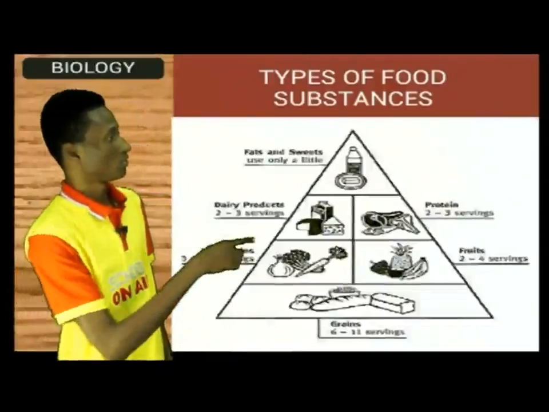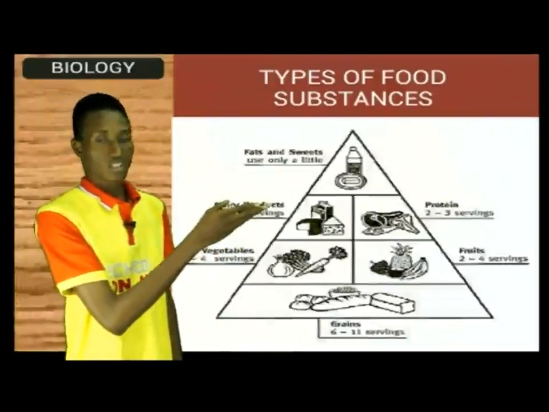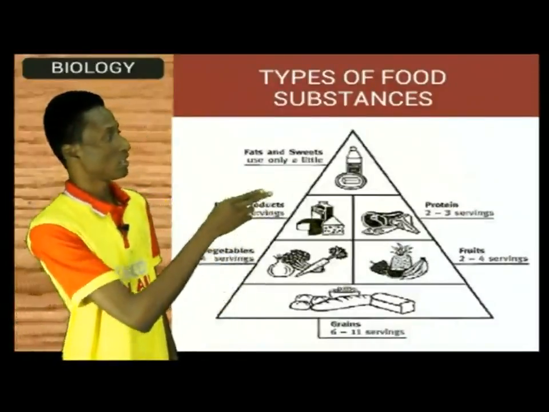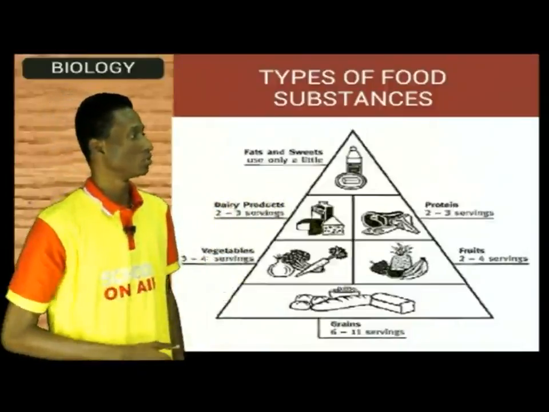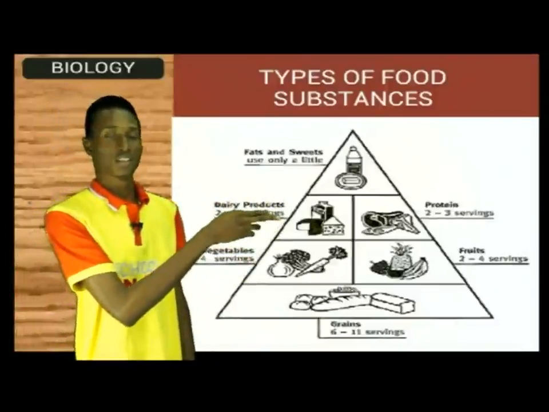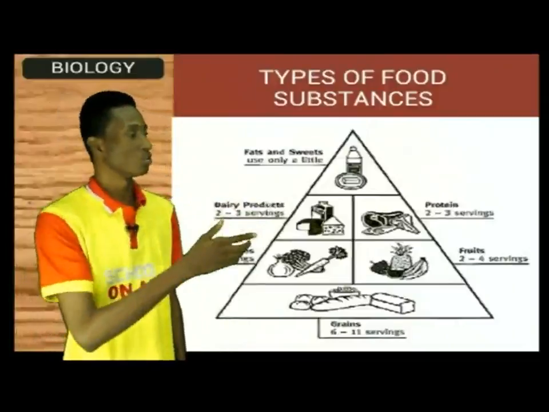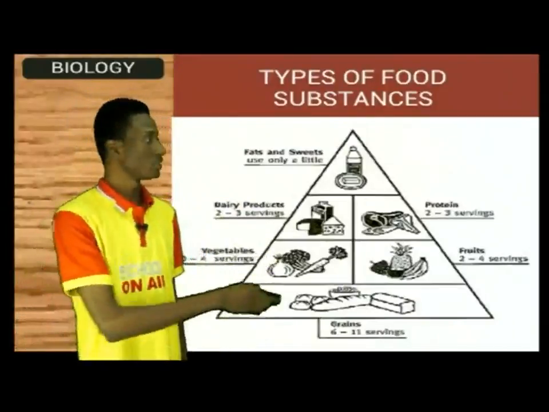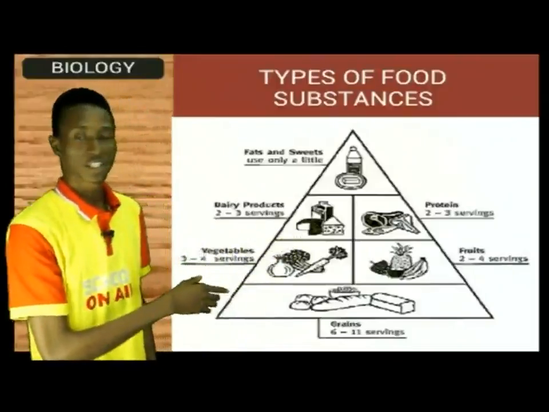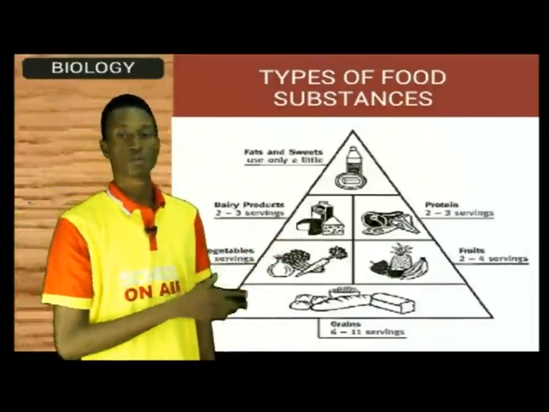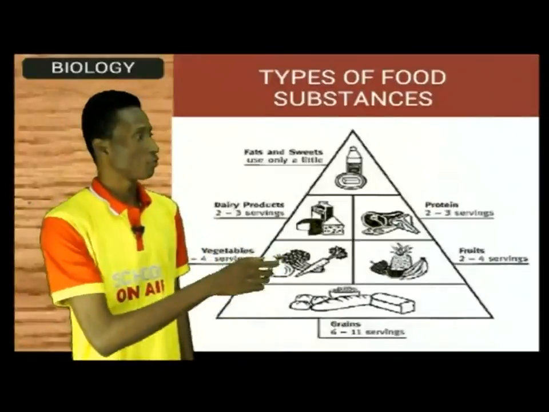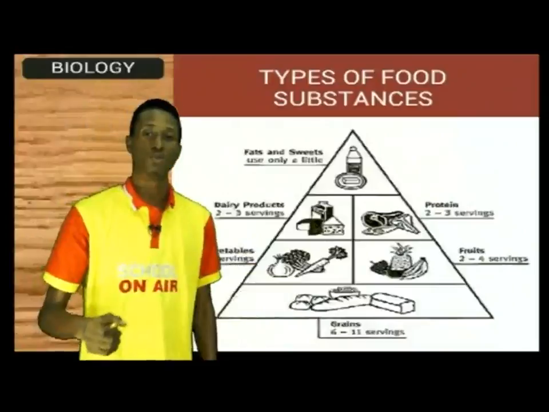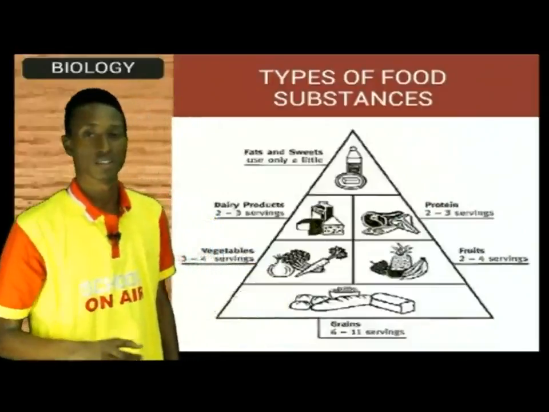If you look at this table, fats and sweets, this is a pyramid of how food substances should be consumed. If you see fats and sweets, it says use only a little. For protein, which contains fish and meat, it says 2 to 3 servings. For dairy products, which is our milk, chocolates, it says 2 to 3 servings. And for vegetables, you can see that it says 3 to 4 servings. Now for fruits, it says 4 servings. And for grains, it says 6 to 11 servings.